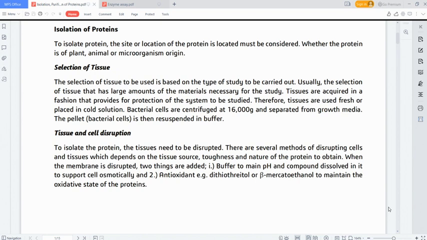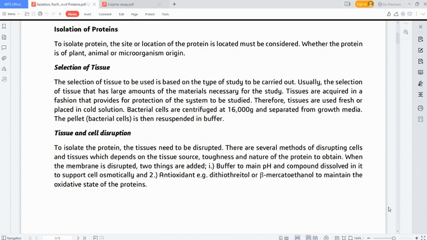For instance, you want to work with microorganisms, especially bacterial cells. When you get the broth, you are expected to centrifuge it. In centrifuging at about 16,000 g, you will see there will be a separation. The cells will go down to the bottom of your centrifuge tube, and then you can resuspend it in the buffer and use it for your studies.